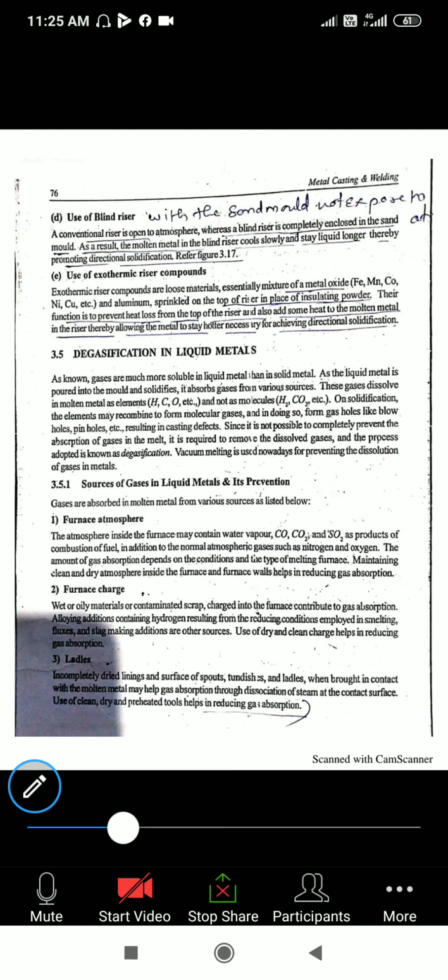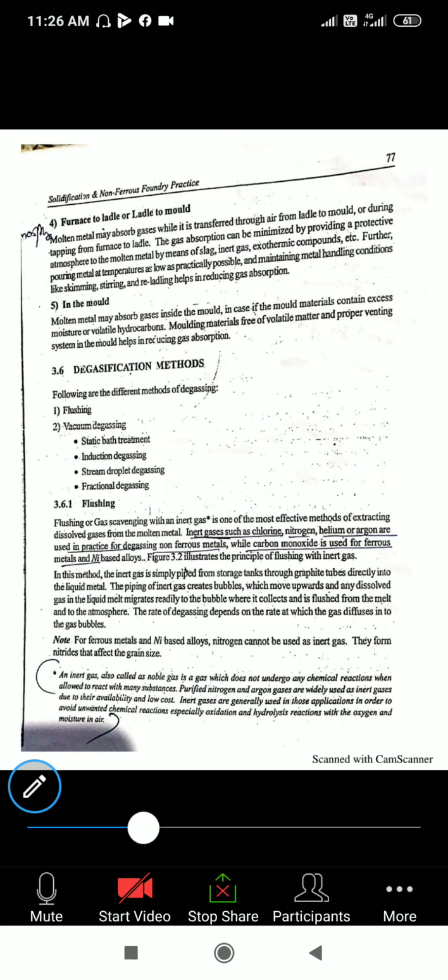So for that reason the prevention should be taken that the ladle, before using it, should be clean and should be dry. Okay, how to dry? You can sprinkle water or any chemicals on it so that all the dust particles on the ladle are removed. Okay, so this is the source of the gas generated in the liquid metal and the basic prevention that you have to take when you use the ladle. Okay, now we'll go for the next one, the furnace to the ladle.